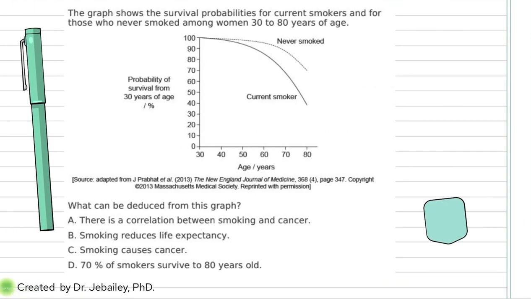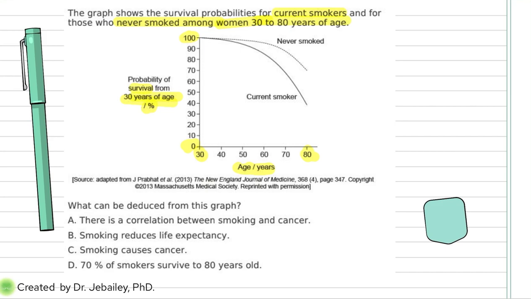So we get into the next question. It's a graph that shows the survival probability of current smokers and of those who never smoked, among women of age 30 to 80 years old. We have their ages on the X axis, and the probability of them surviving. Here it means they can 100% survive, and here it means they don't survive, 0% survival. Here we're talking about 30 years old to 80 years old.